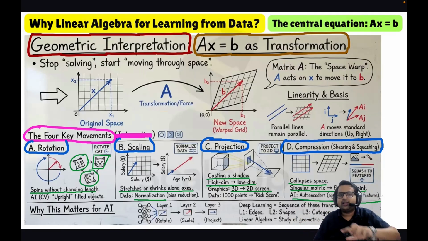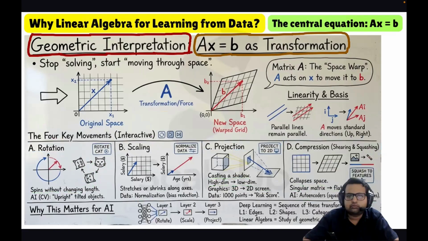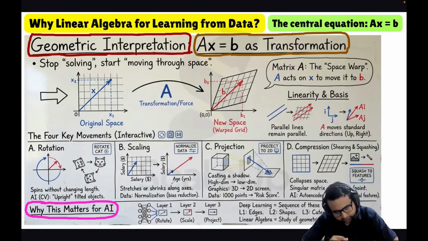So now it's very clear that four transformations we can perform: the rotation, the scaling, the projection, the compression. Each has got its own significance. They have a role to play in AI as well. Now let us look at why this matters for AI. When a deep learning model thinks, it is actually passing your input through a sequence of these transformations. So deep learning is basically a sequence of transformations.